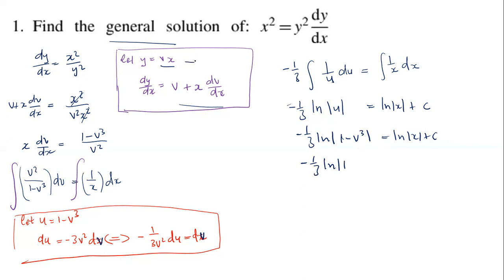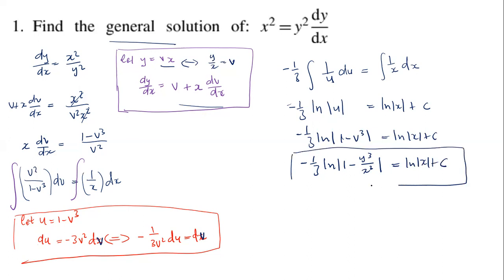And therefore negative 1 over 3 ln of, remember what is our v? From this equation, remember this can also be written as y over x equals v. So when we see v, we're going to substitute that. That means we have negative 1 over 3 ln of 1 minus y to the power of 3 over x to the power of 3 equals ln of x plus C. And therefore this will be our general solution.